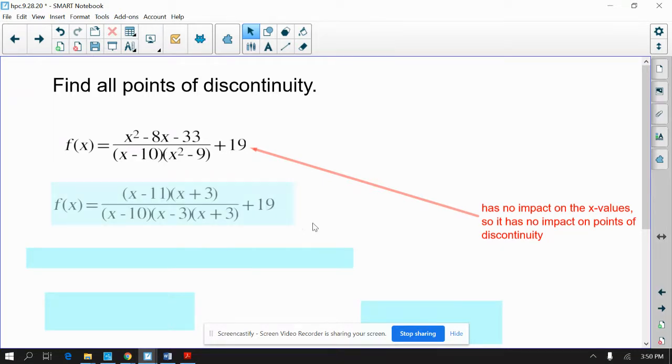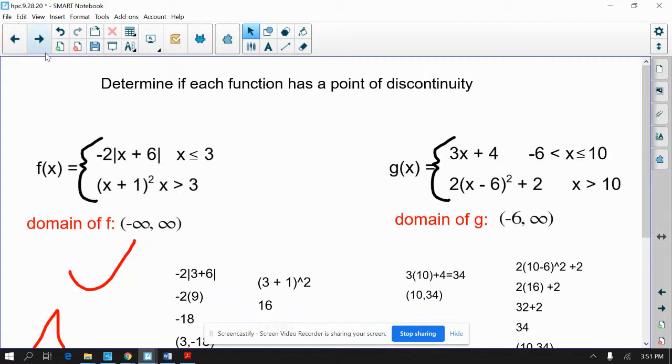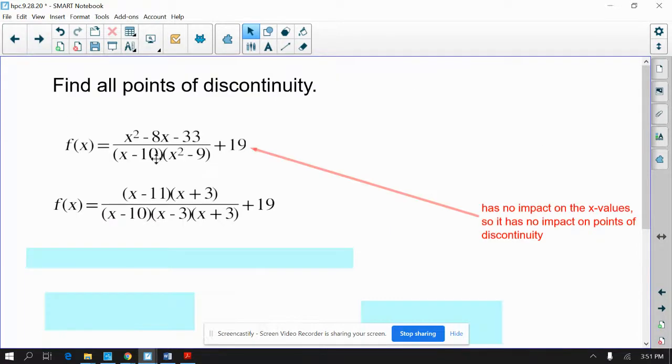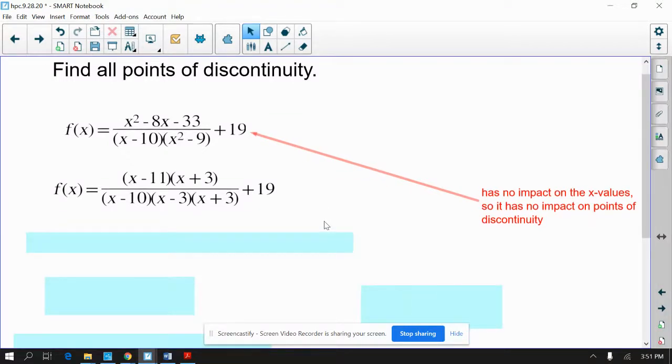So how do I find all the points of discontinuity? You factor, of course. Points of discontinuity, remember, if it's not a piecewise function, occur for x values that would result in division by 0. So you factor x squared minus 9, and there are 3 points of discontinuity: positive 10, positive 3, and -3.